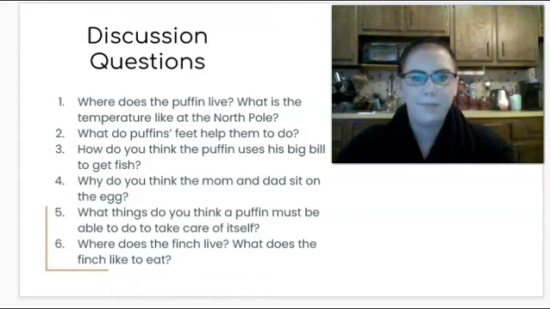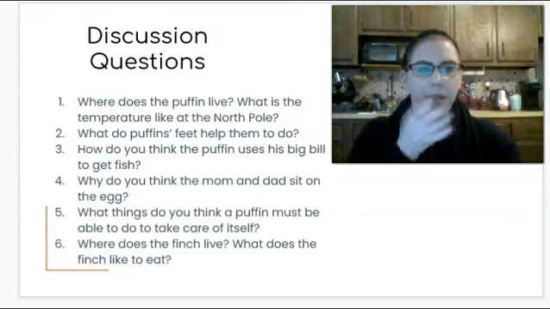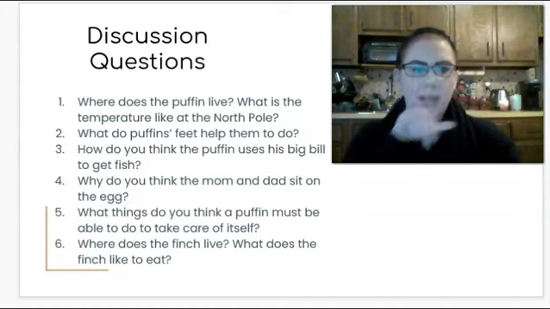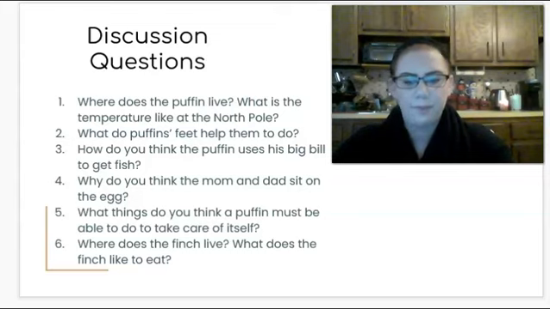That's right. How do you think the puffin uses his big bill to get fish? His big bill can hold a lot of fish at once. That's super helpful, right? He might scoop them up in the water using his bill as a scoop. Number 4. Why do you think the mom and dad sit on the egg? They actually sit on the egg to keep it warm before it hatches.